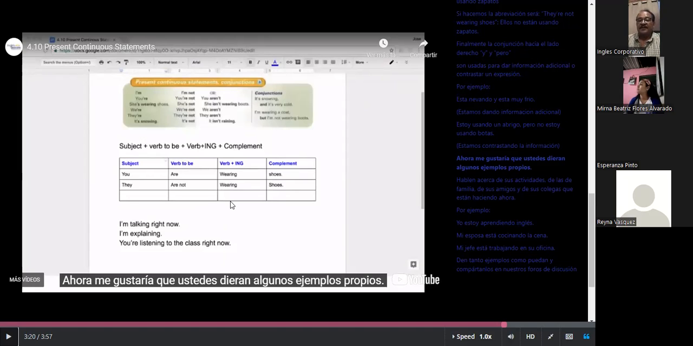You are studying. Ok, you are studying in English. You are studying engineering. You are studying medicine. You are studying economy. Okay. So these are the different verbs.